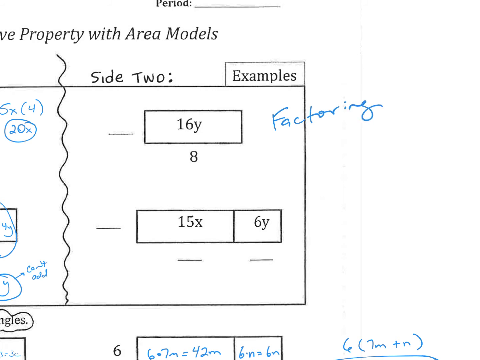Now factoring is kind of the opposite of distributing, right? Every operation has its opposite. So addition and subtraction are opposites of each other. Multiplication and division are opposites of each other. Factoring and distributive property are opposites of each other. So if we were essentially multiplying to distribute, we're going to be dividing to factor.